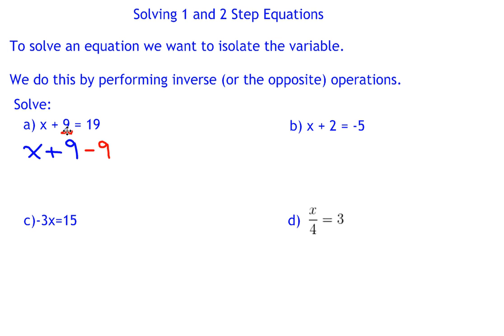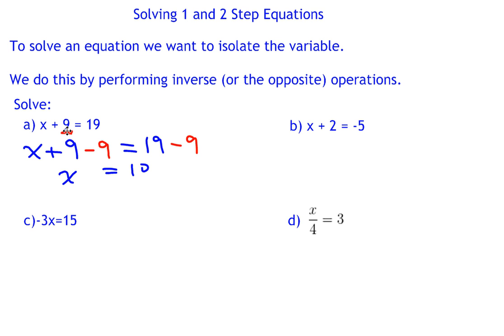In order to get rid of that plus 9, we need to subtract the 9 on the left. And anytime we do anything to one side of the equation, if we want it to still be equal, we have to do the exact same thing on the other side. So we subtracted 9 on the left. We'd better subtract 9 on the right. 19 take away 9 is 10, so we get that x equals 10.